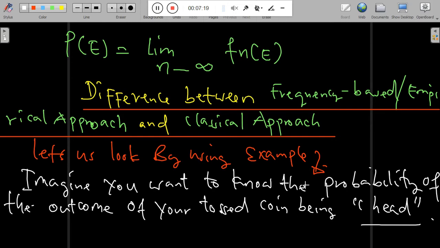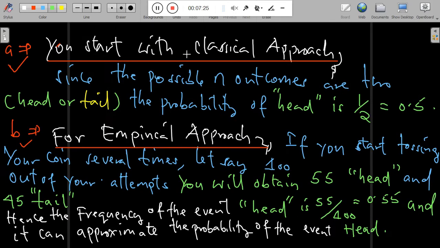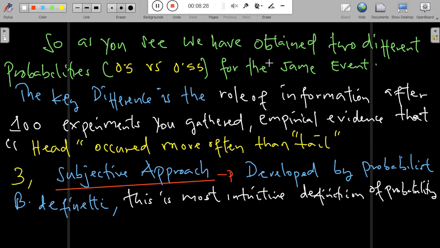Now let's look at an example. Imagine that you want to know the probability of the outcome of tossing a coin. You start by looking at it from the classical approach. Since the possible number of outcomes is 2, head and tail, the probability of heads is 1 over 2. For the empirical approach, if you start tossing a coin several times, let's say 100, out of your attempts you obtain 55 heads and 45 tails. Hence, the frequency of the event head is 55 over 100, which gives you 0.55, and it can approximate the probability of the event head. So you can see we have obtained two different probabilities, 0.5 versus 0.55, for the same event.